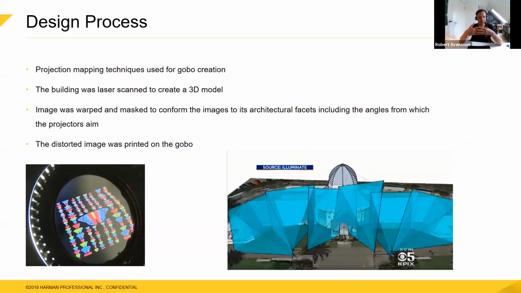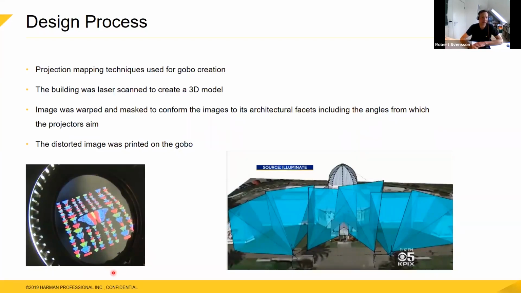So they did a laser scanning of the entire building and created a 3D model. And from there, with the knowledge about where the fixtures were positioned, they were able to understand how the gobos would hit the building, and also understand how the images would be distorted. And in that way they could create, so there's an example here in the lower left corner of one of the gobos where you actually see some of the distortion in the gobo.